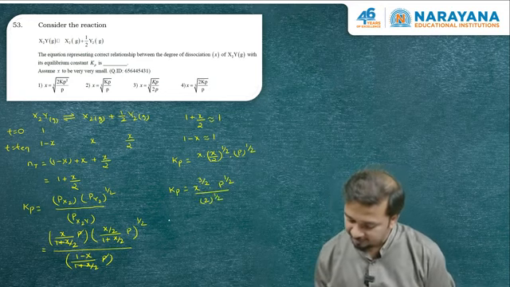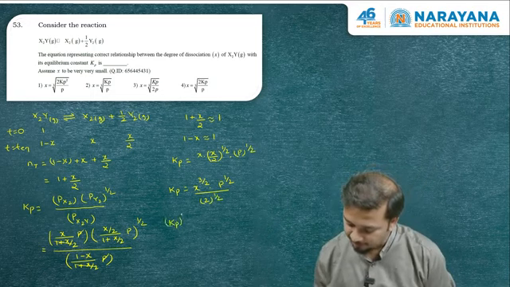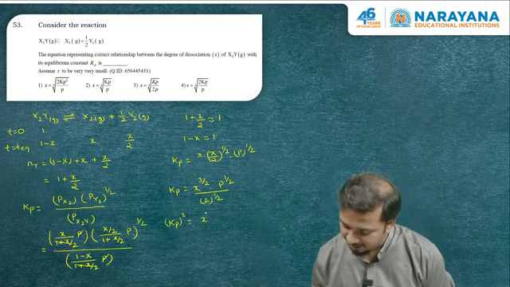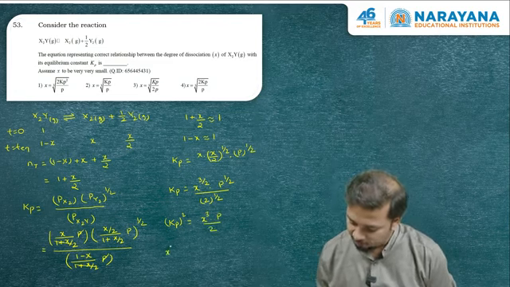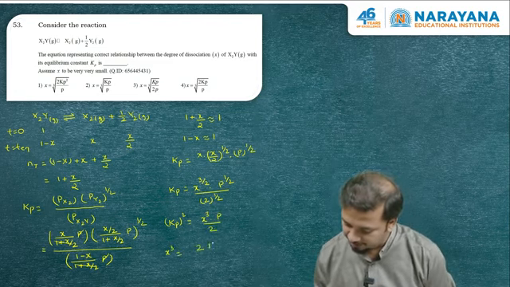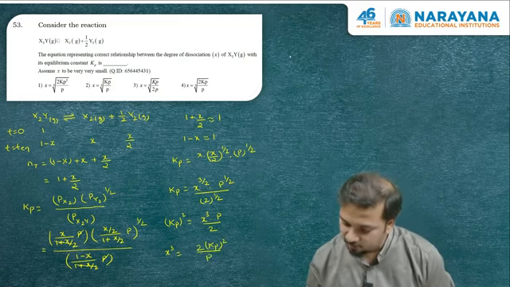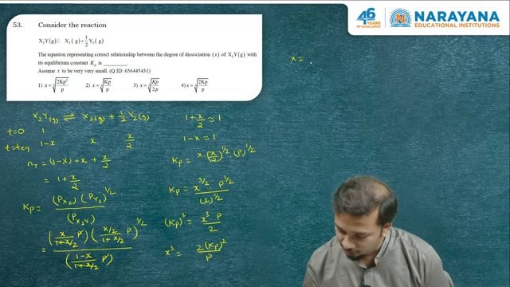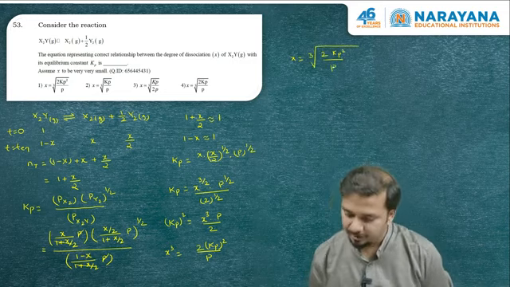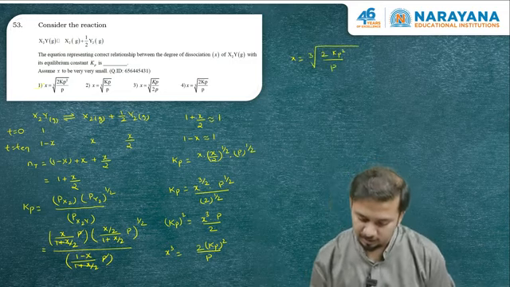If we square both sides, we will get Kp square is equal to X cube into P upon 2. So we will get X cube is equal to 2 times Kp square upon P. So X will be equal to cube root of 2 times Kp square divided by P. So correct answer for this question is option 1.